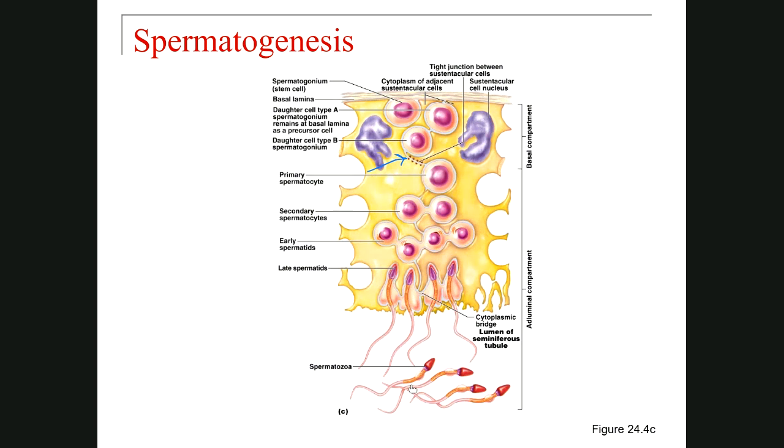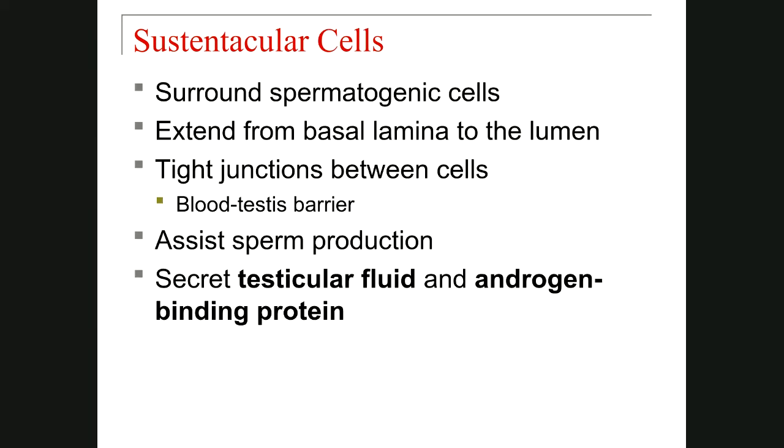The other function which we have for this Sertoli cell or sustentacular cell is helping sperm production. The other function is secretion of testicular fluid. This testicular fluid helps the sperm to swim inside. It's a fluid like water in which the sperm can swim. And also these cells can secrete ABP or androgen binding protein. The ABP is a very important protein which is secreted by sustentacular cells.